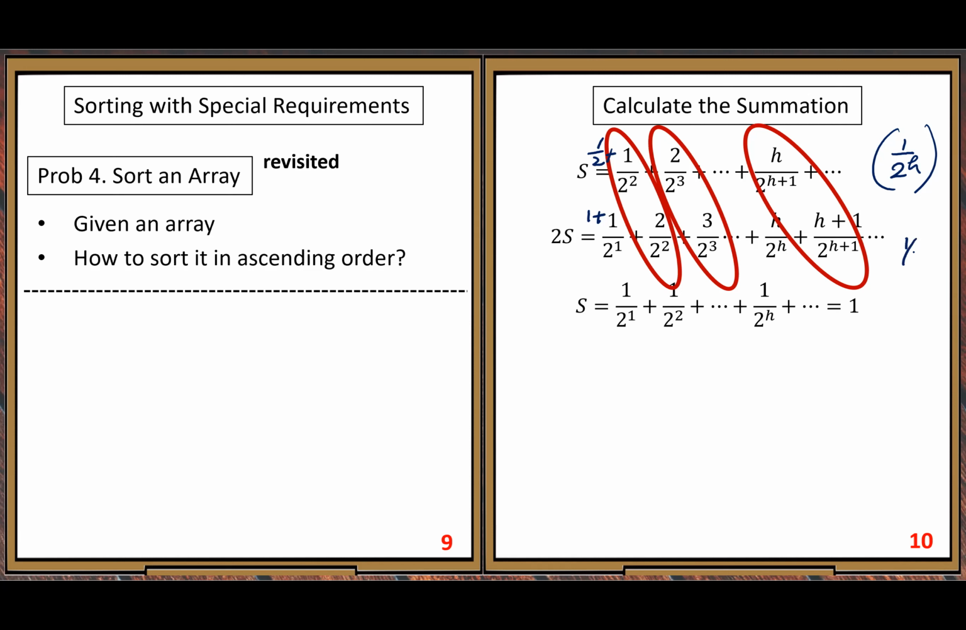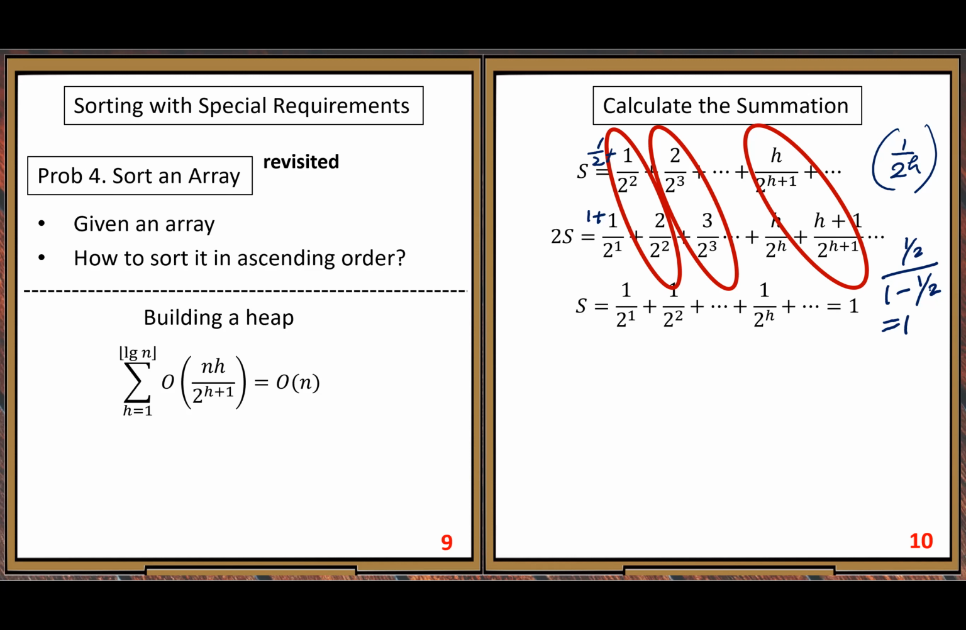The first term is 1/2, over 1 minus the common ratio, which is 1/2. That is 1. That's the formula: the first term over 1 minus the common ratio. All right, the answer is 1. S equals 1.